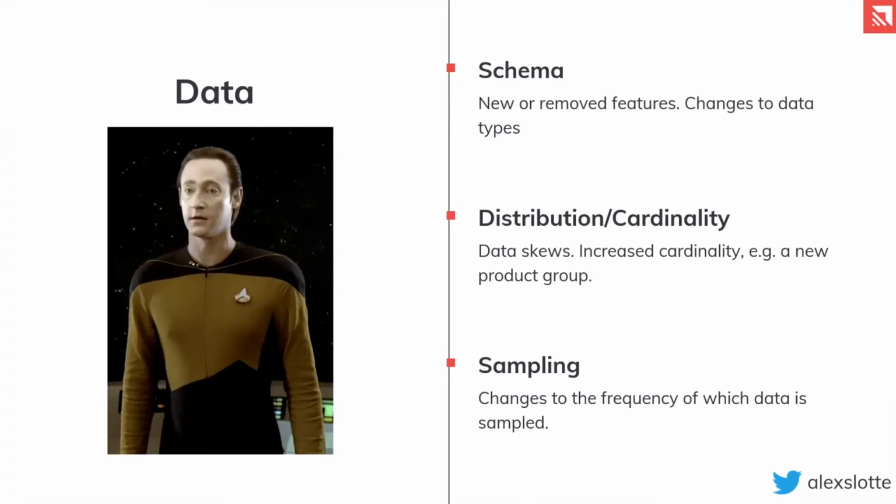And then lastly here is sampling. If we suddenly change the frequency of our data collection, that's also going to cause the need to retrain our model. Let's say, for example, that we go back to our weather example. We are measuring the wind strength every hour, but suddenly we start checking the wind strength every minute. That sampling frequency change will also be a reason for retraining.